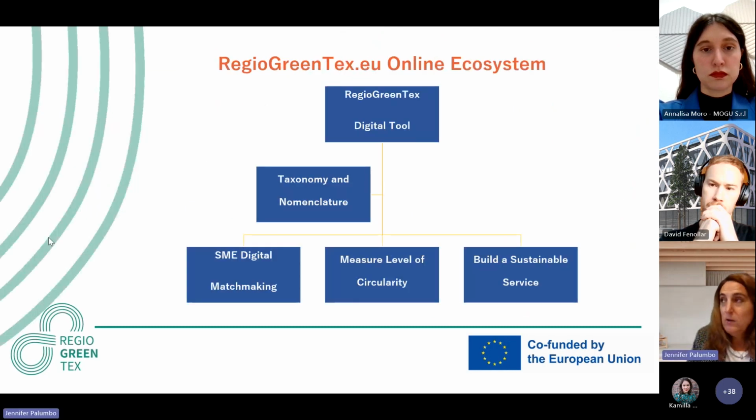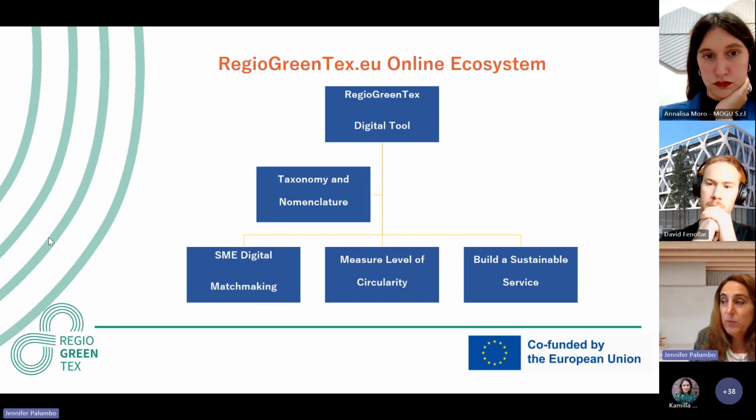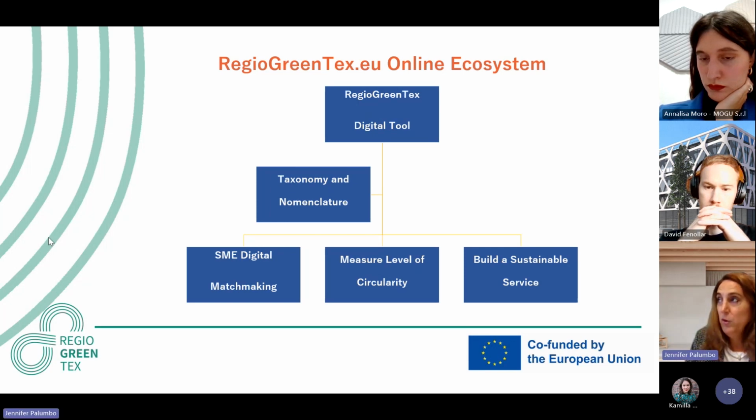In terms of online ecosystem, which is again our second objective, we already have this platform online, regiogreentex.eu. You can check it out. There is a public interface, but the part that we are developing in the project is a digital tool that is, for the moment, only for project partners. And it's based on a shared taxonomy and nomenclature, which is of course not that easy to put together. That's one of the objectives of the work, to create some kind of taxonomy that will work across sectors, across languages, to allow some kind of classification and nomenclature that will be useful for companies to find each other and define their projects.